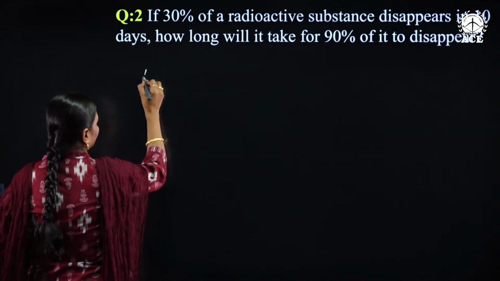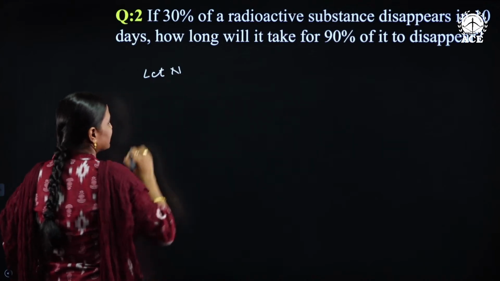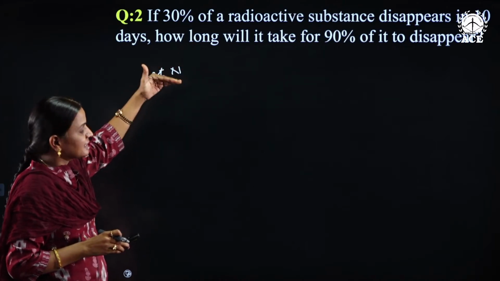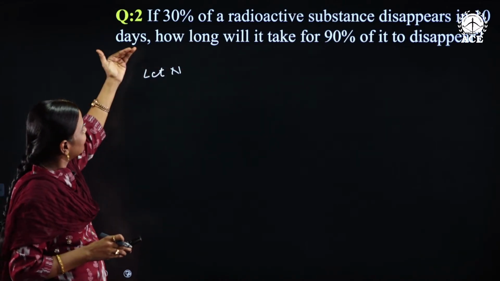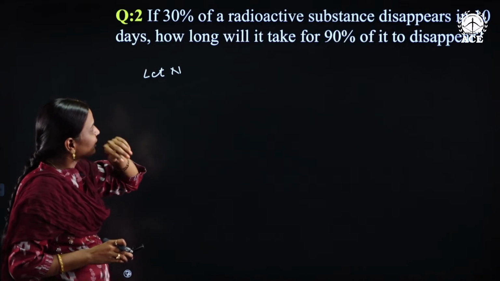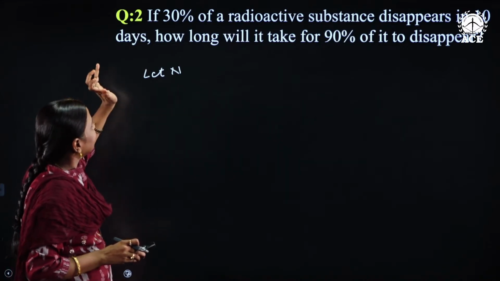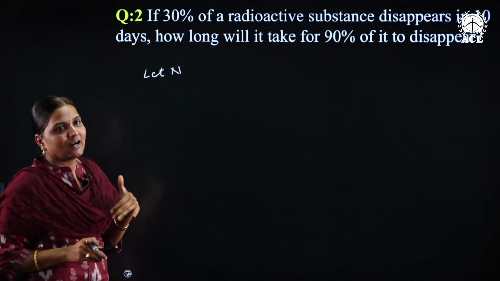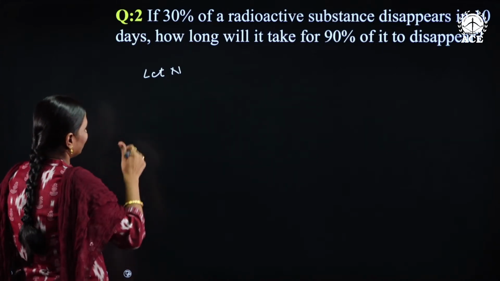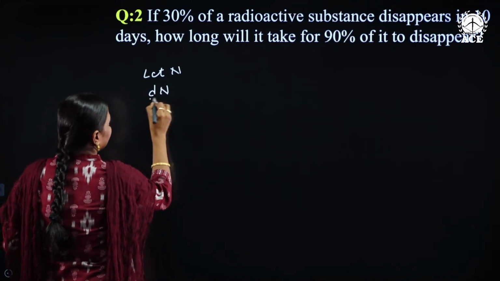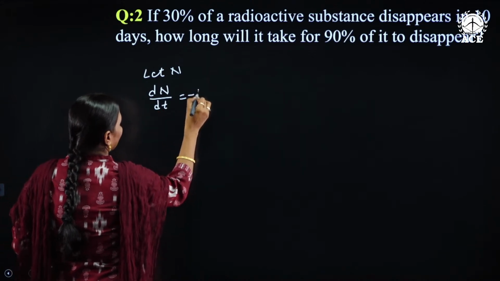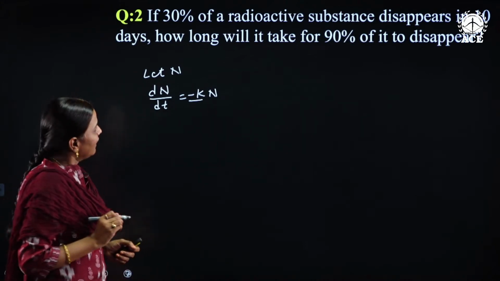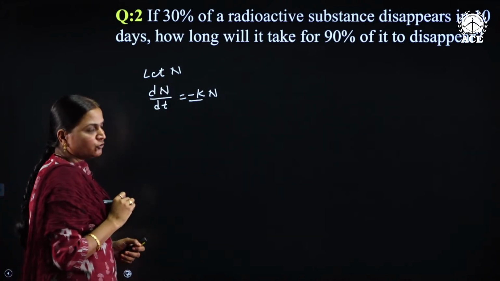So first let N be the amount of the given substance. So here, what is the law we identify? Is it the law of natural growth or decay? So what is the question? If 30% of a radioactive substance disappears in 10 days, how long will it take for 90%? So here apply the law of natural decay. What is the differential equation? The differential equation is dN by dT is equal to minus K N. This minus K indicates decay, and here N is the amount of the given substance.